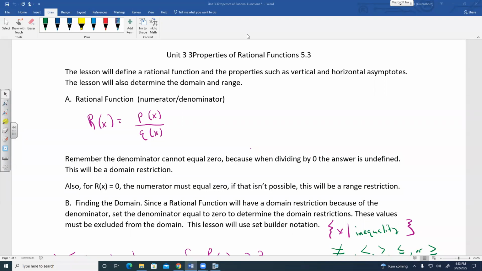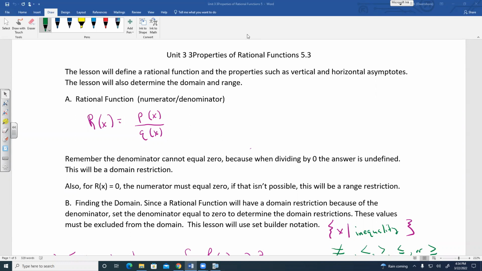So this lesson will be working with rational functions. We're going to learn what a rational function is, and we're also going to learn about properties of what we call vertical and horizontal asymptotes. That's going to be some new vocabulary, vertical and horizontal asymptotes. This lesson will also determine, again, the domain and range.